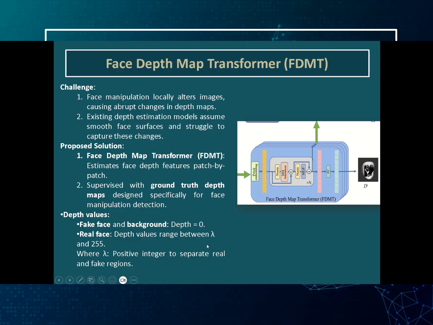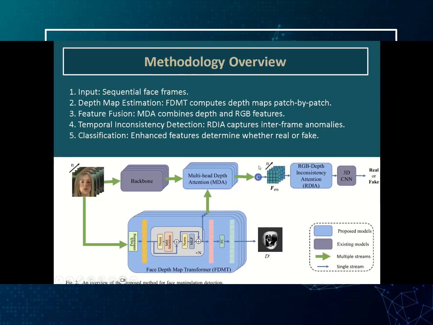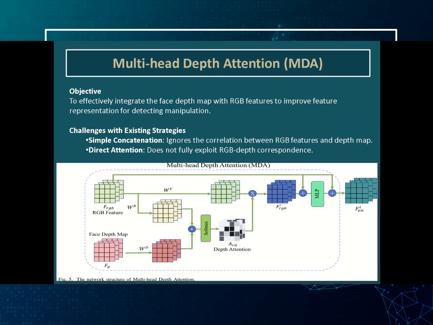So lambda is any number: real, any integer, real number. After getting these face depth maps, and from the backbone they are getting the feature maps, the MDA, multi-head depth attention, will be used to fuse or merge these two features. So here they introduce the MDA.